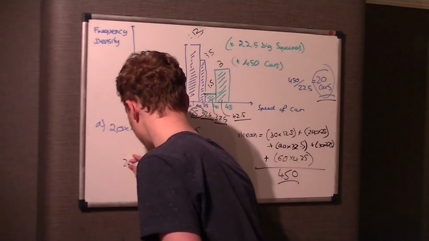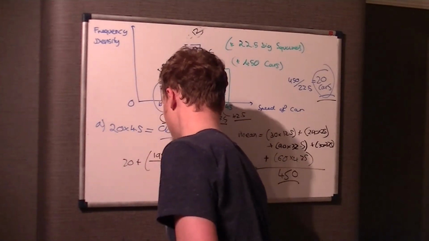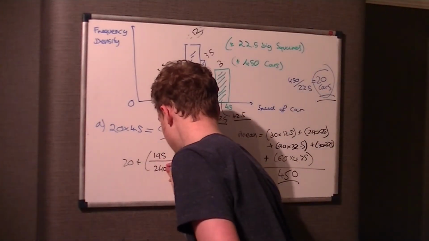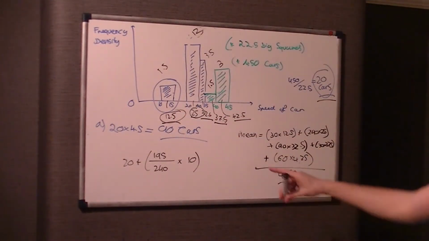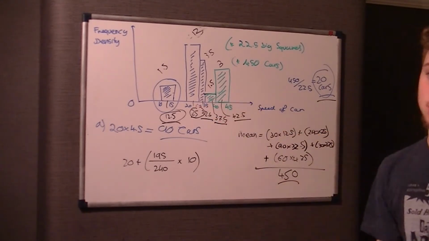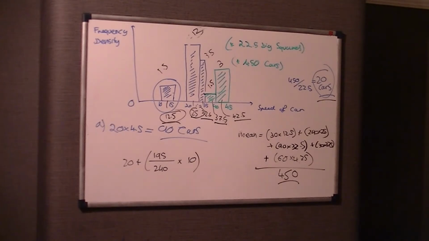So the bottom is 20, that's plus the number of spaces into the group, 195, over the total in the group, which we know is 240, times the width of the group, which is 10. Now, this is not 11 because they are evenly spread out. So the ending of this one is 30 and the starting of the next one is 30. So there's no missing out there. So we don't have to add another one onto each side of it.